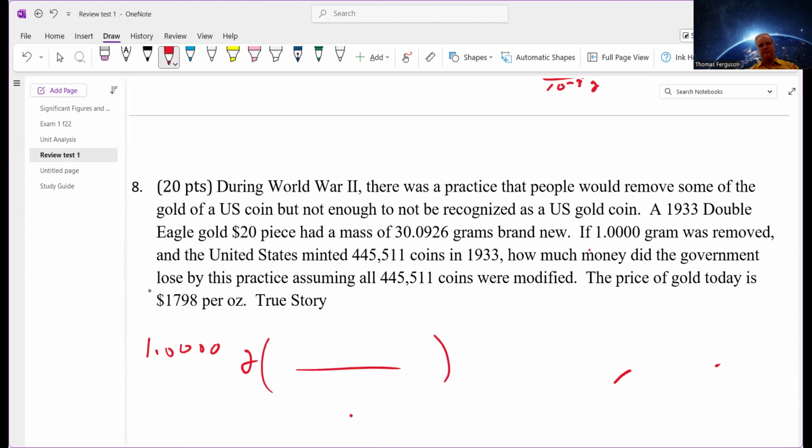But it's not really 1 gram, it's how many grams total? That'd be, the first conversion would be $20. So we have 1 gram per coin and we've got 445,000 coins at 1 gram a piece. That's a lot of gold dust.